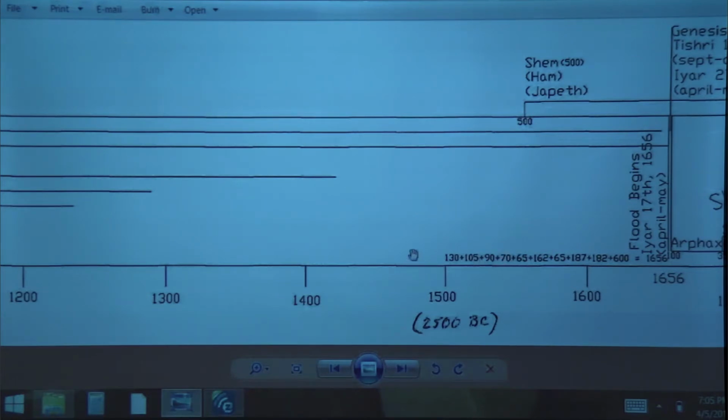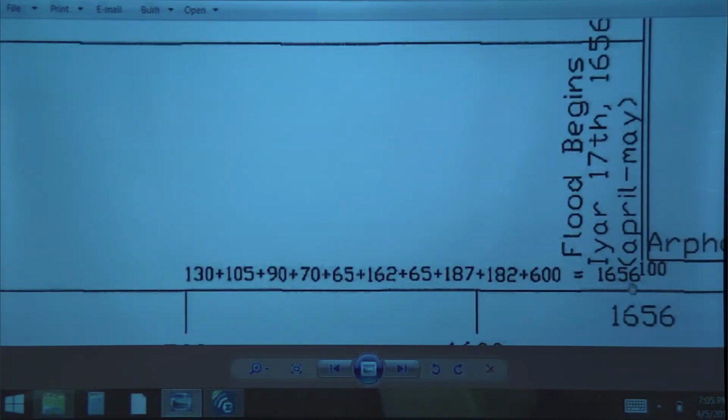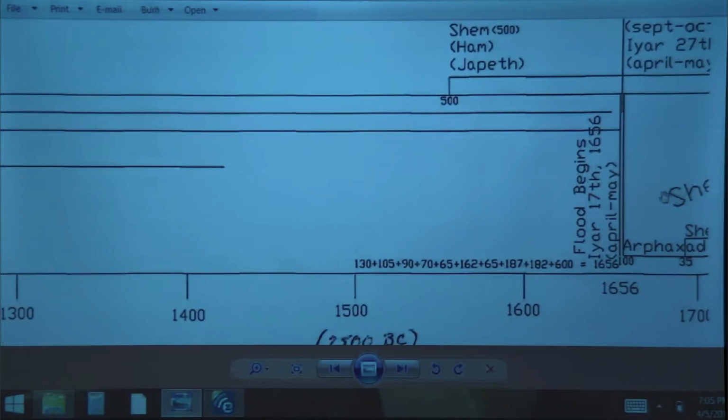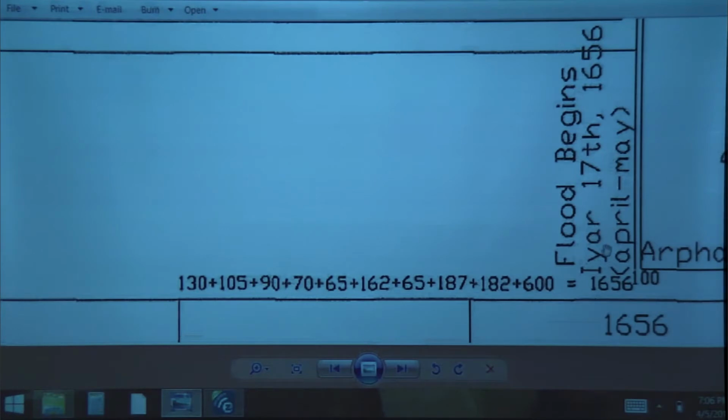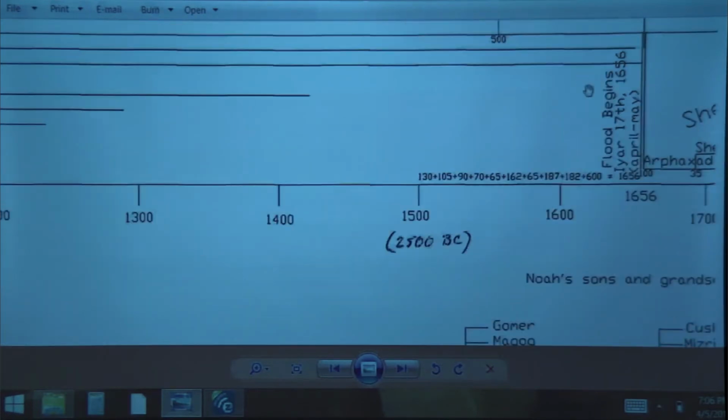But if we look at this and we start adding years together, see down here where I've added this together? This was 130 years to Shem, then 105 to the next son, and all the way through. This puts us at 1656 on God's calendar. This is 1,656 years after Adam that the flood happened. And from Genesis chapter 8, we see that the flood began on the 17th day of Iyar in 1656.